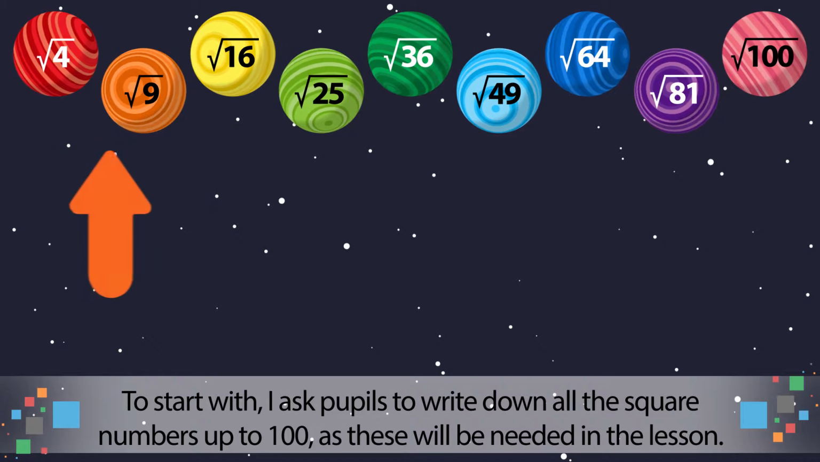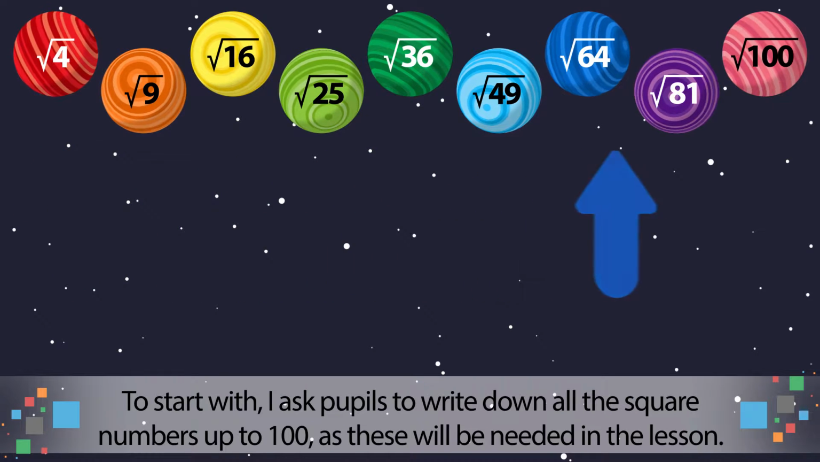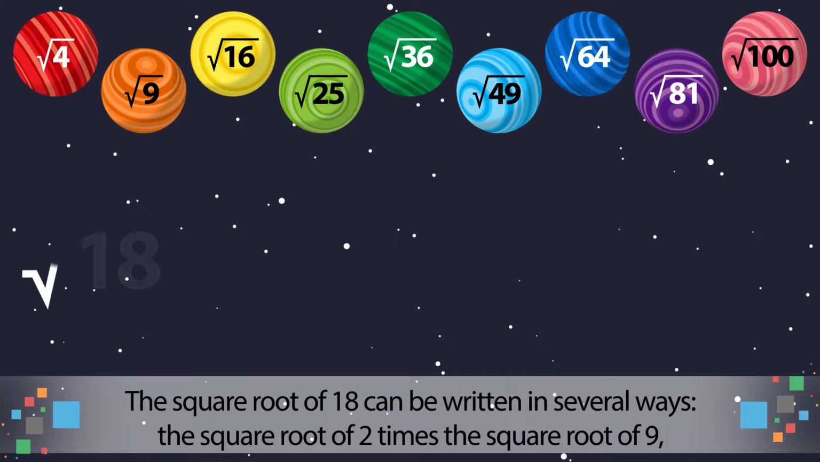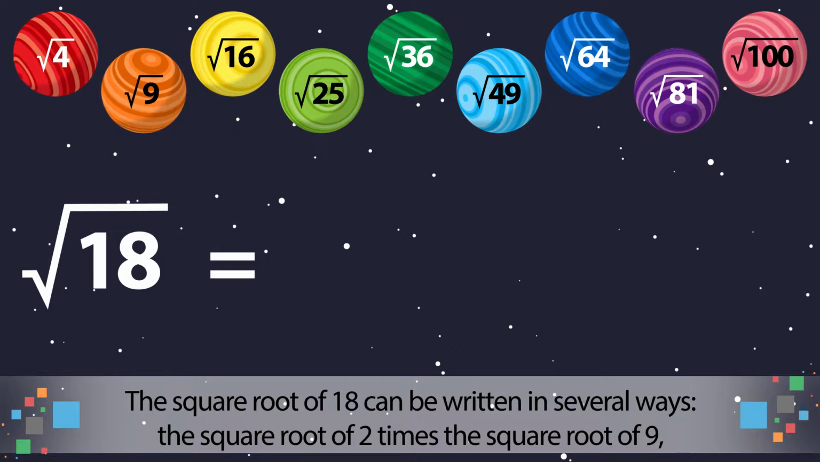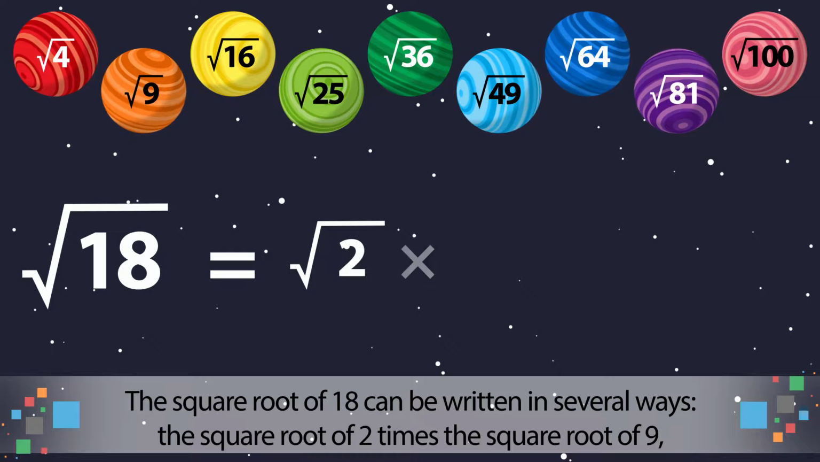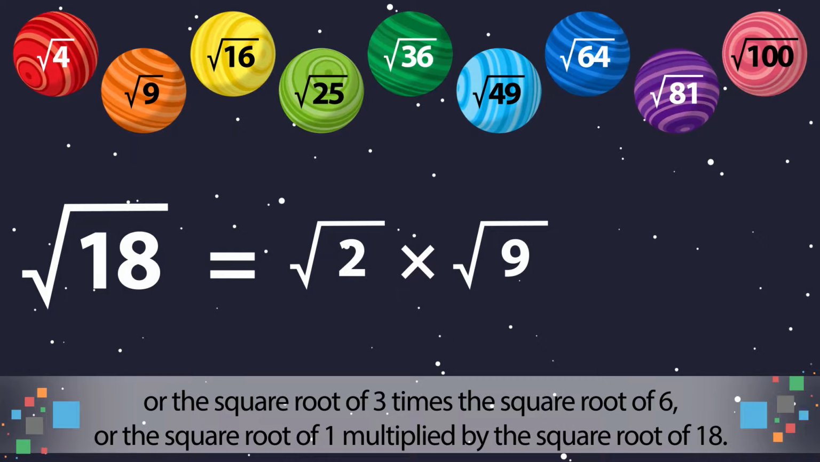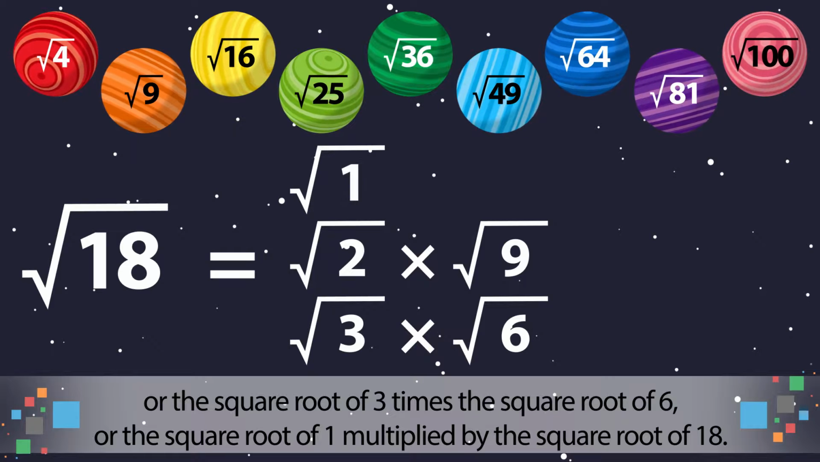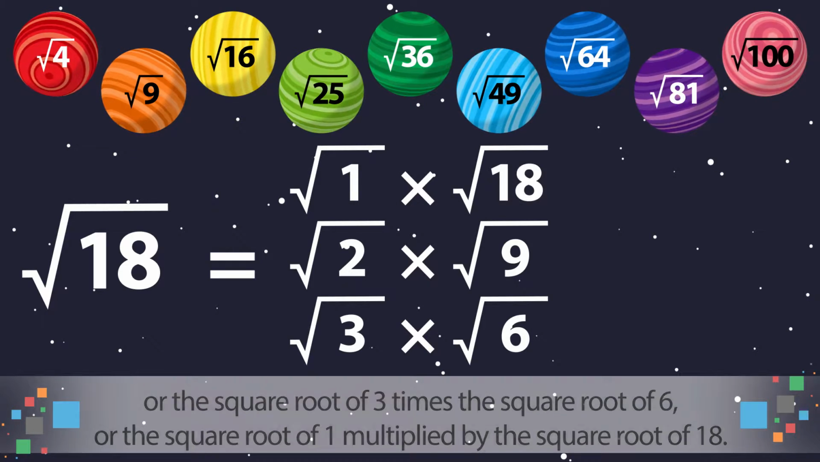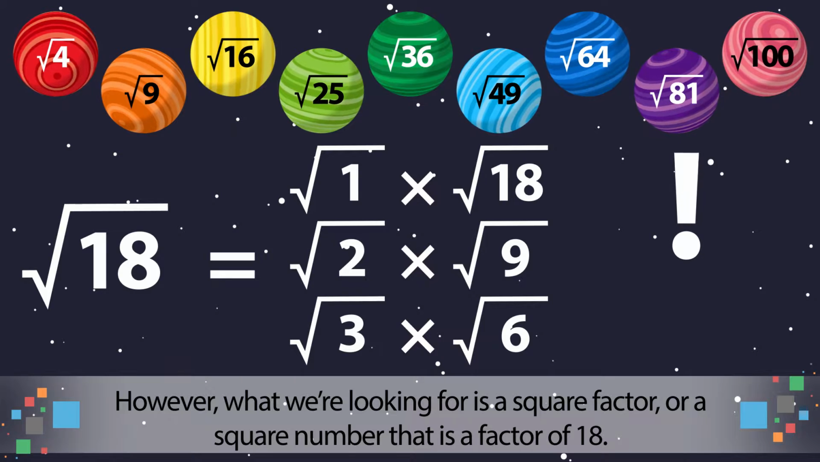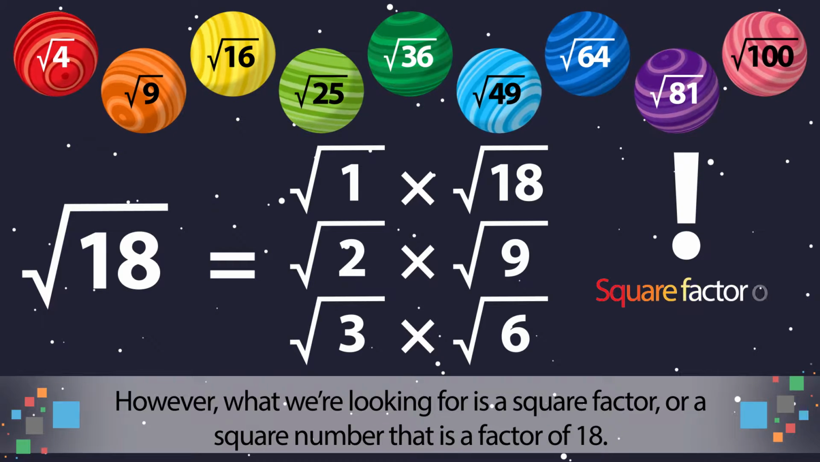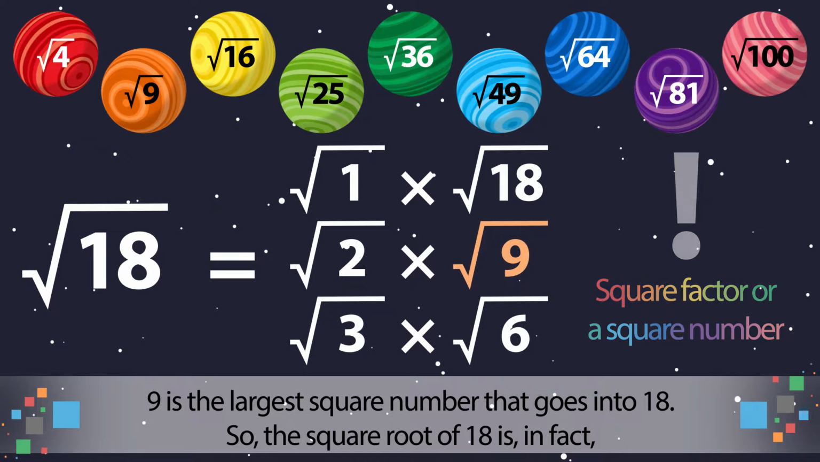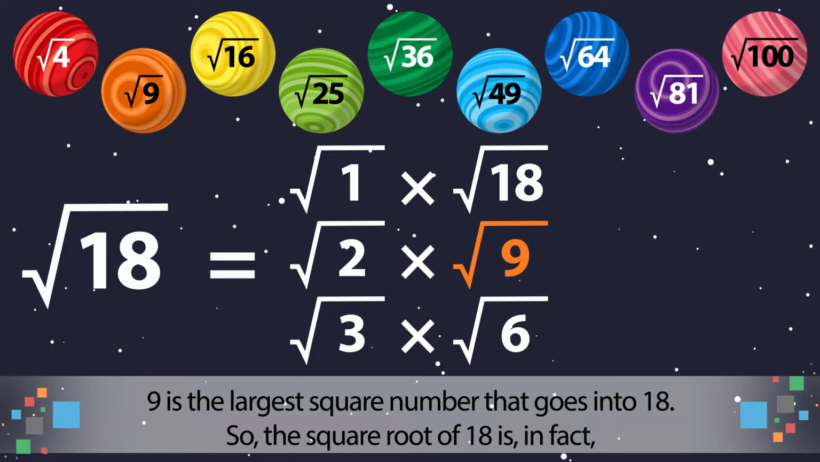To start with, I ask pupils to write down all the square numbers up to 100, as these will be needed in the lesson. The square root of 18 can be written in several ways. The square root of 2 times the square root of 9, or the square root of 3 times the square root of 6, or the square root of 1 multiplied by the square root of 18. However, what we're looking for is a square factor, or a square number, that is a factor of 18. 9 is the largest square number that goes into 18.